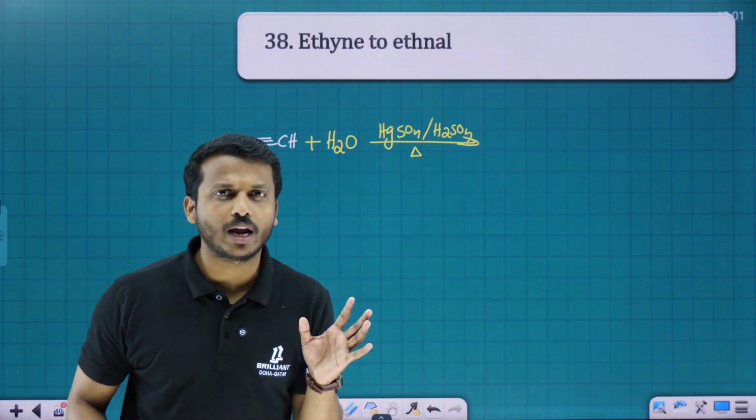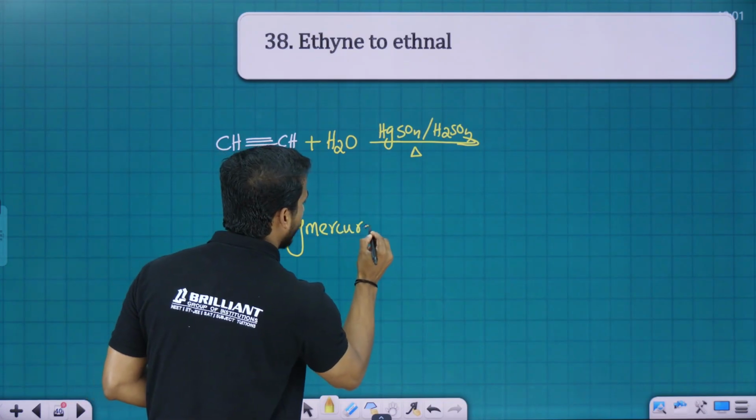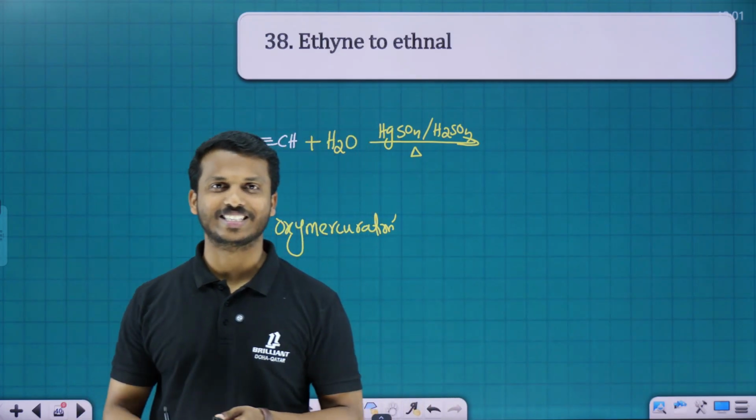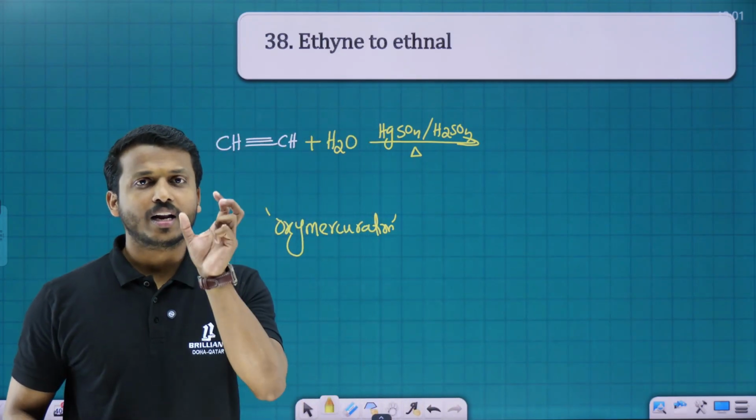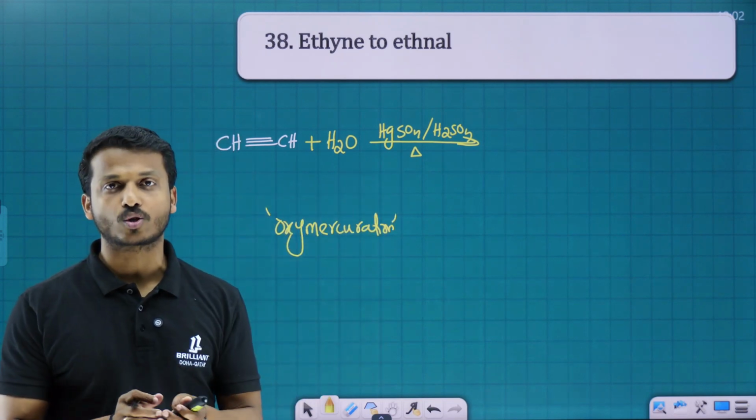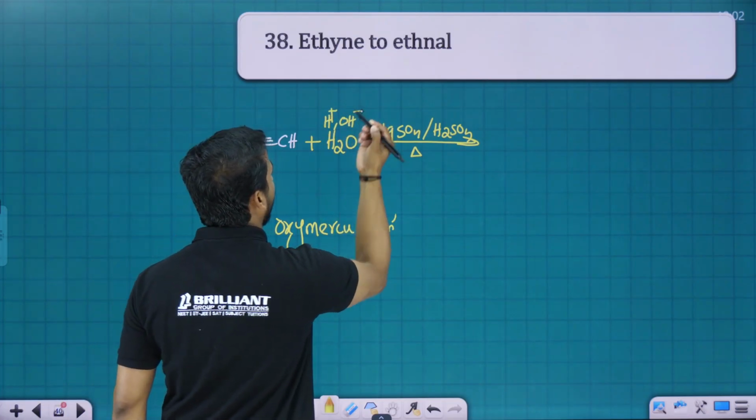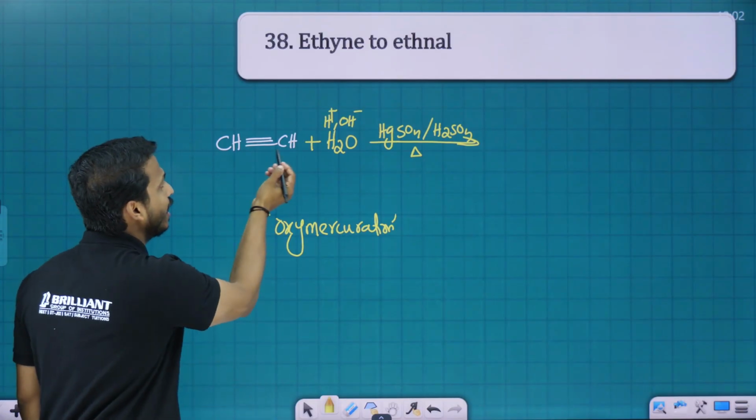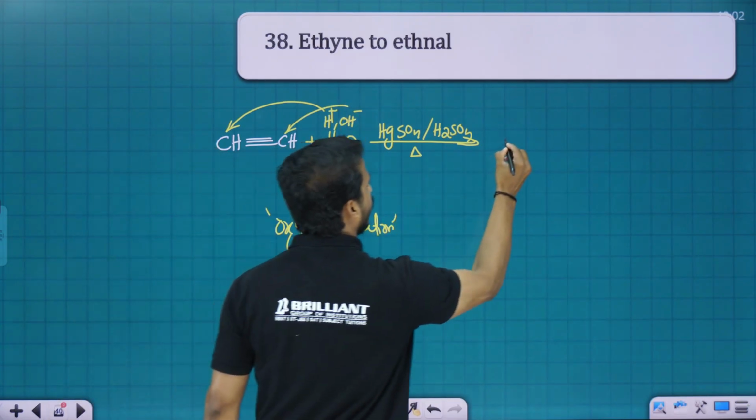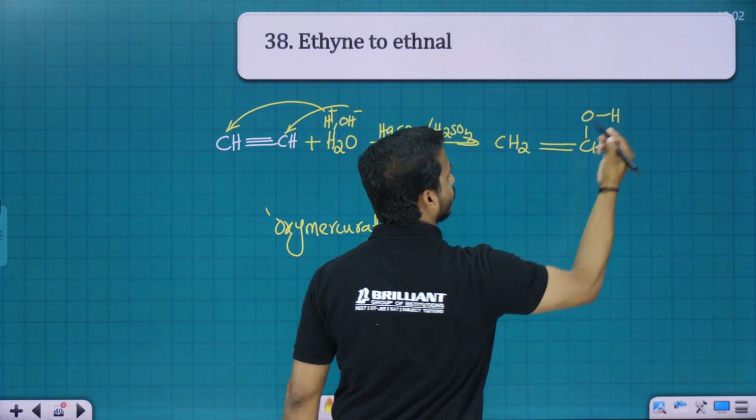What do you mean by oxymercuration? What is the process called? Oxymercuration. I hope you remember we studied this in the tautomerism case. When an alkyne reacts with water in the presence of mercuric sulfate and sulfuric acid, it is called oxymercuration. The ions of water are H plus and OH minus. It is a symmetrical alkyne, so you can add anywhere. Let me add H plus here, OH here. What do you get? CH2 double bond CH and OH.